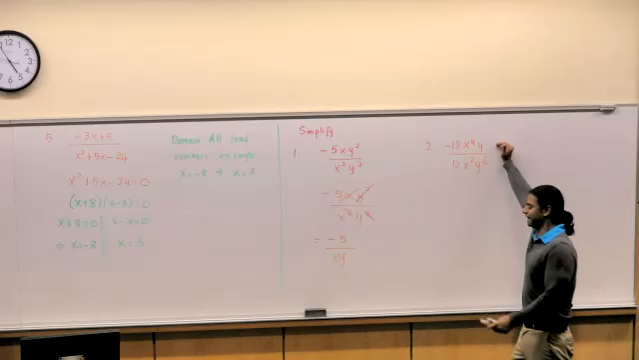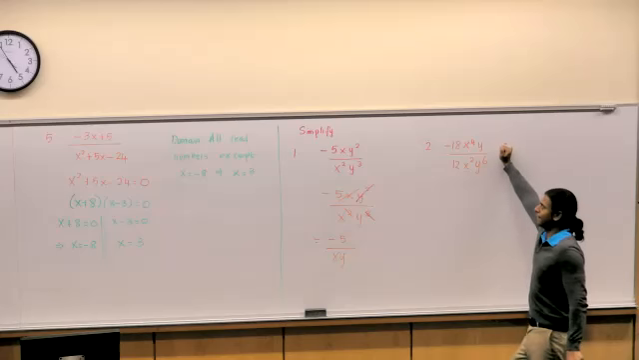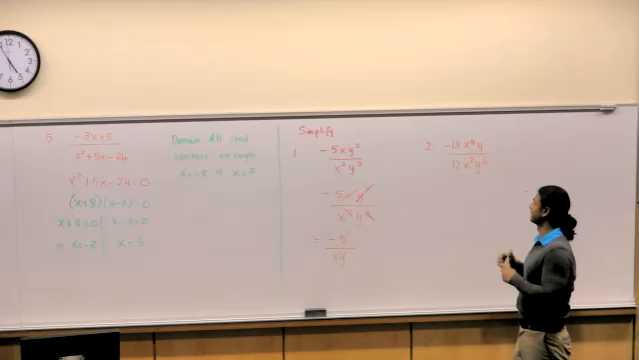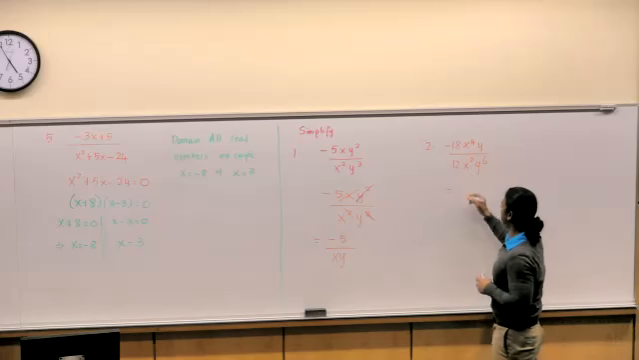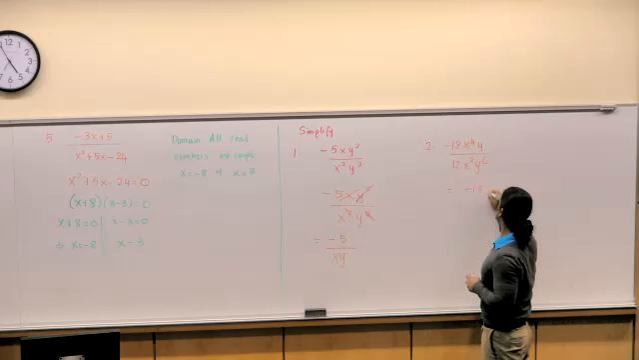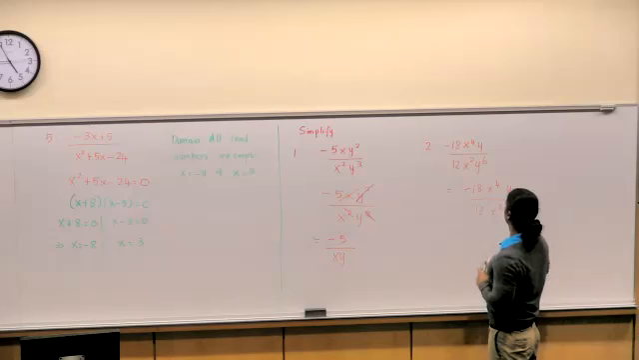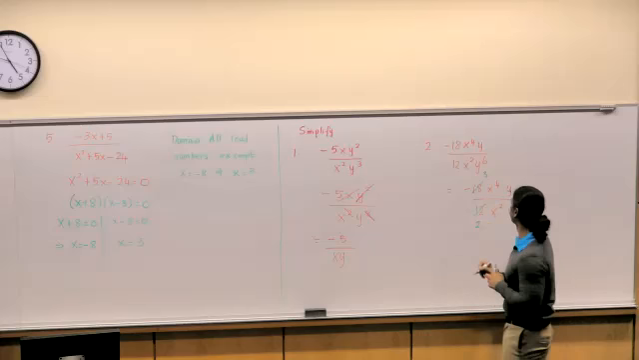Should we keep it as is? No, things can be simplified. Do we have to factor? No, everything is in factored form already. All I have to do is cancel terms. So both -18 and 12 will get cancelled by 6. So 6 goes into 18 3 times, 12 2 times.